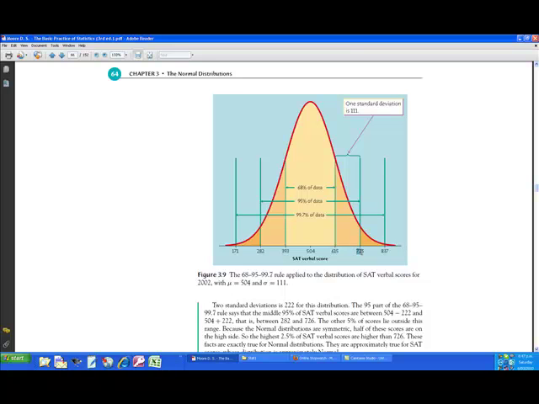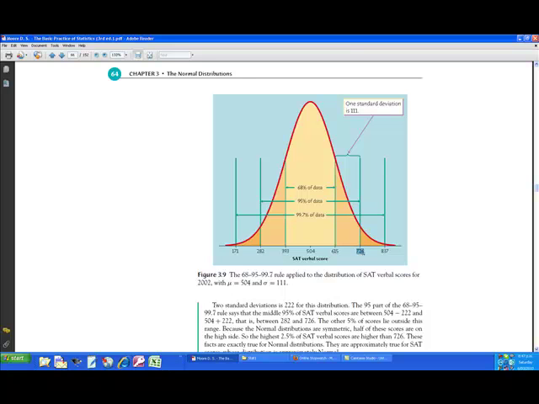Let's try this one. How can I tell how many standard deviations this is above the mean? So I can take 726 minus 504, which is 222, and divide that by the size of the standard deviation, which was 111. So that would be equal to 2. So that means that this is 2 standard deviations above the mean.